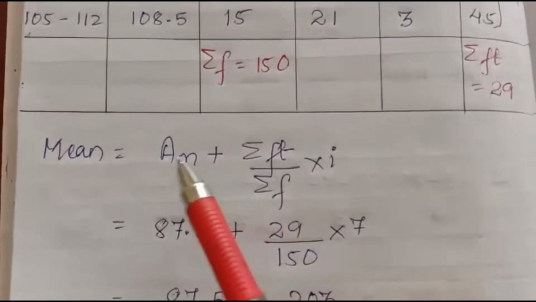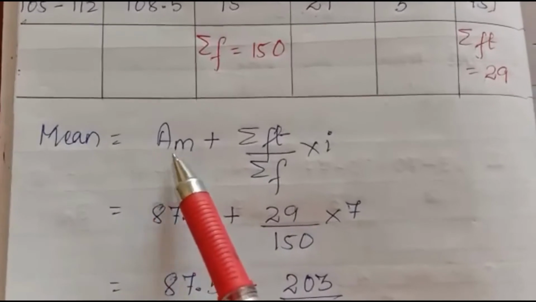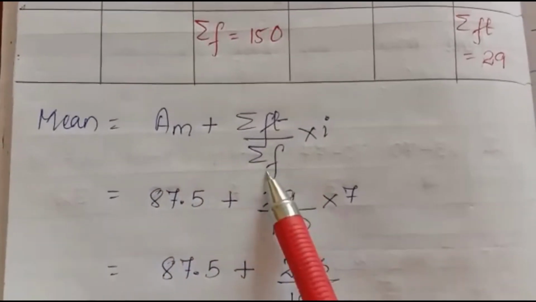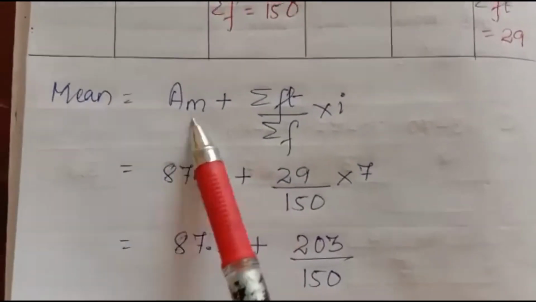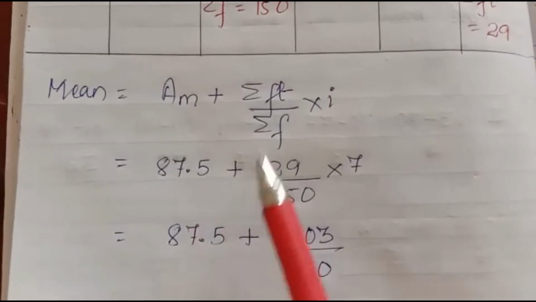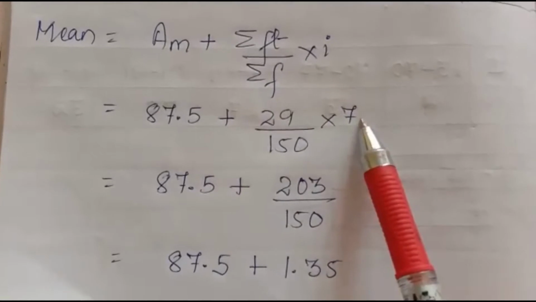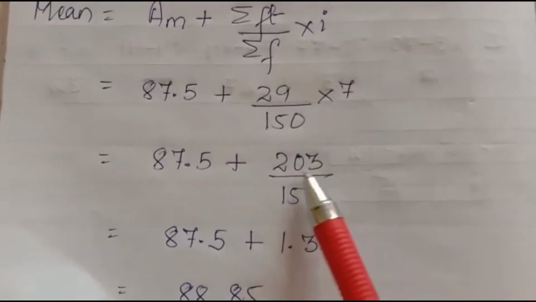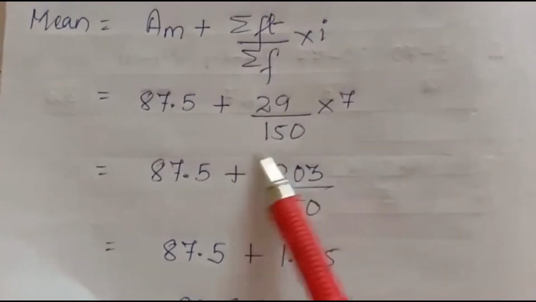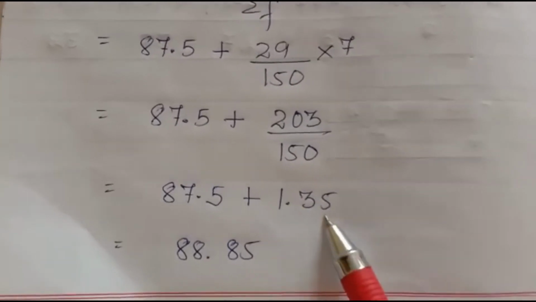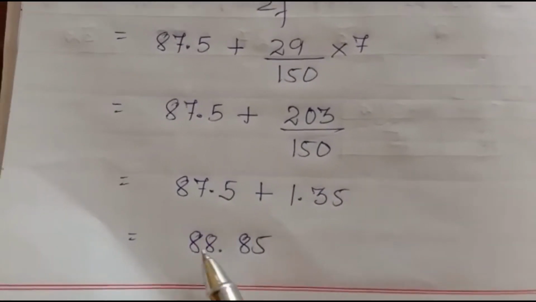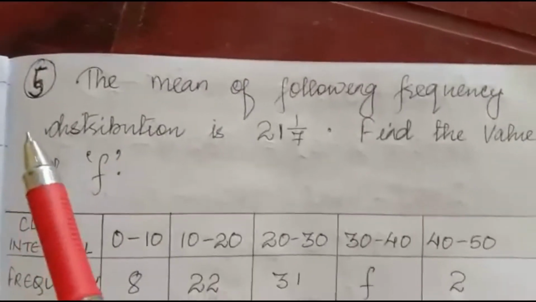So same formula you use: mean is equal to A plus summation ft by summation f into I. So assumed mean is 87.5 plus summation ft is 29, summation f 150, into 7. So multiply these two, you will get 203 by 150. First you simplify, you will get 1.35. So on addition you will get 88.85. Now we'll do question number 5.